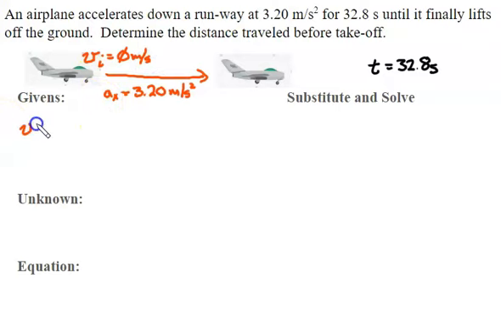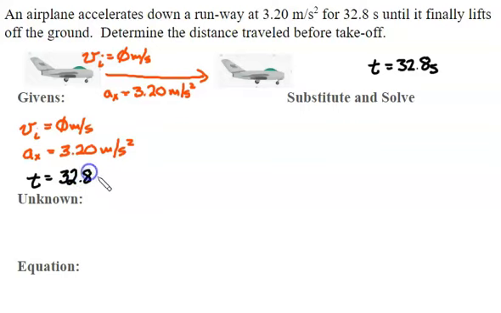Given these things, velocity initial equals 0 meters per second. Acceleration in the x is 3.20 meters per second squared. And our time is 32.8 seconds. The thing that the question is asking for is displacement, so distance in the x, or displacement in the x.